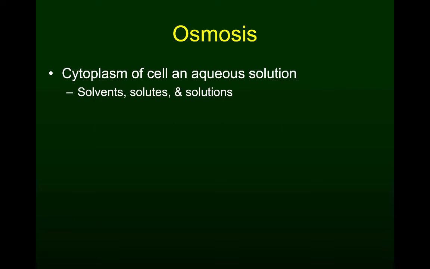All right, so a solvent then is something that does the dissolving. Something that dissolves something else is a solvent. The thing that gets dissolved in the solvent is called a solute. So solutes get dissolved in solvents, and when that occurs, we have what's called a solution. Solutes dissolve in solvents, and that creates a solution. So we should be very familiar with those terms as we move forward through these next couple of slides.